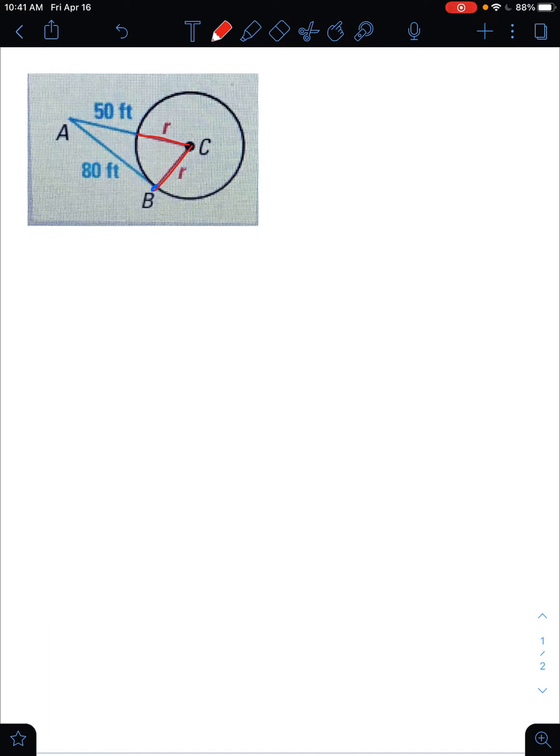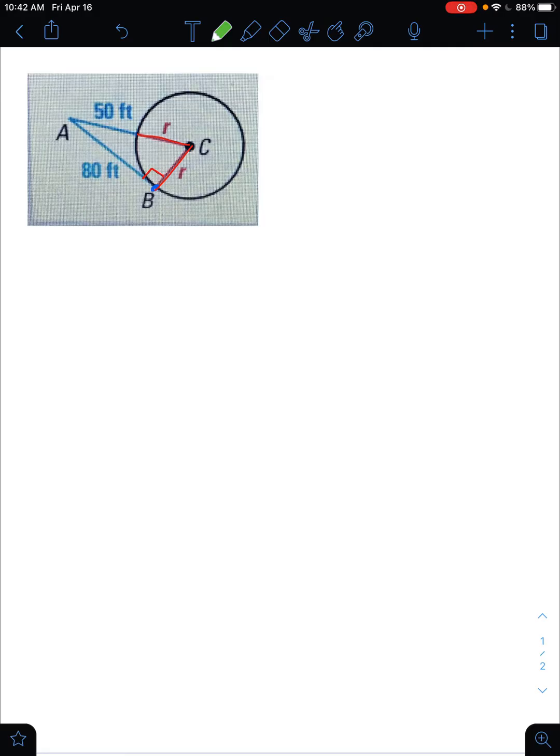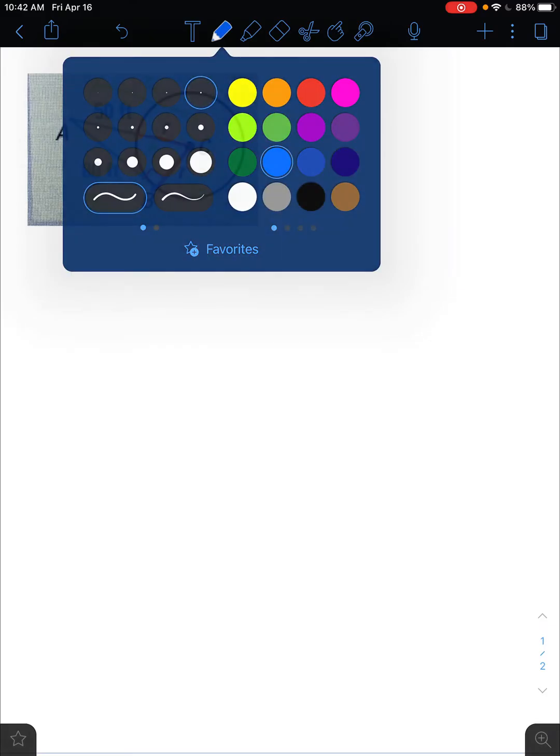So in order to find R, if point B is truly a point of tangency, I know this is a 90-degree angle because the definition of having a tangent is making a right angle with the radius. So I can use the Pythagorean theorem here to solve for R. My hypotenuse is this whole thing right here. There's your C because it's opposite your right angle, and then we could maybe call this A and B.